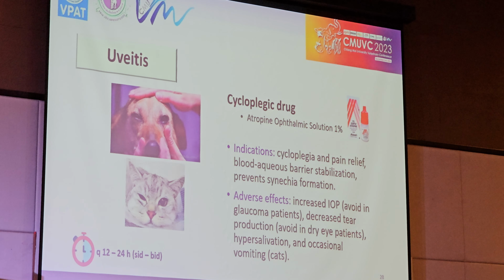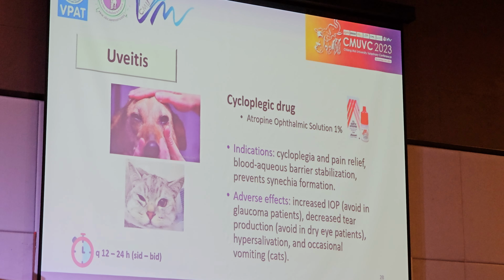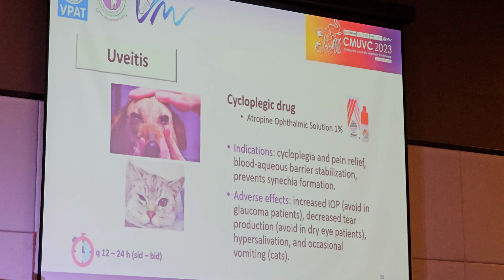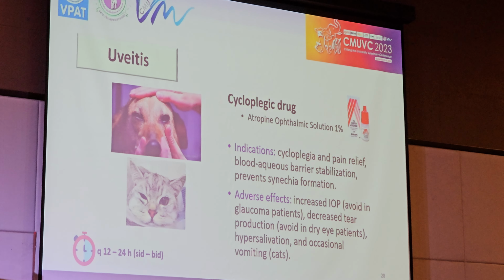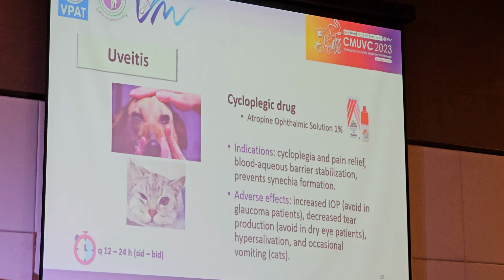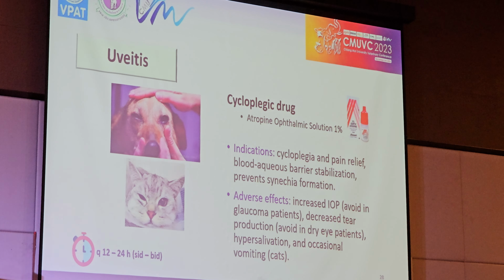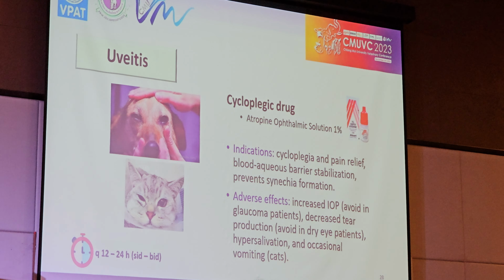For the cycloplegic drugs such as atropine ophthalmic solution, it acts to relax the iris sphincter and ciliary body muscles, providing relief from pain, and it stabilizes the blood-aqueous barrier. The indications of use are cycloplegia and pain relief, blood-aqueous barrier stabilization, and the prevention of synechial formation.